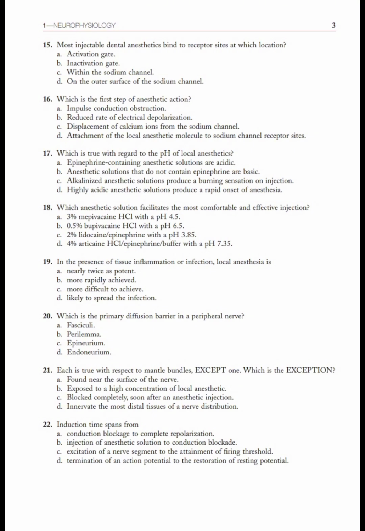21. Each is true with respect to mantle bundles, except one. Which is the exception? A. Found near the surface of the nerve. B. Exposed to a high concentration of local anesthetic. C. Blocked completely, soon after an anesthetic injection. D. Innervate the most distal tissues of a nerve distribution. The answer is option D.